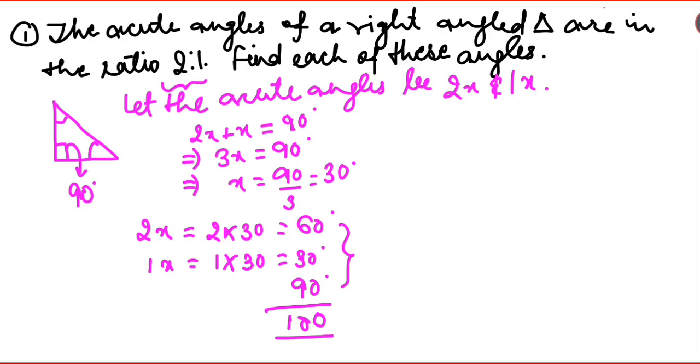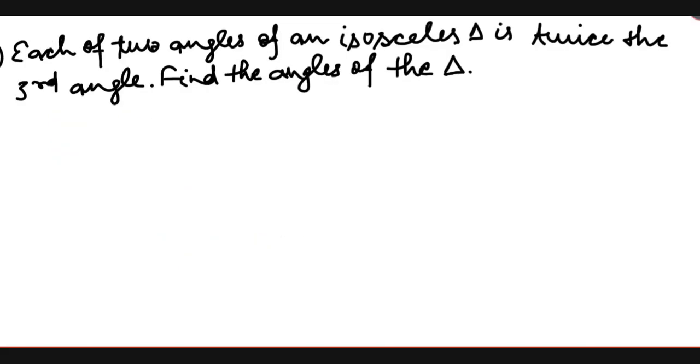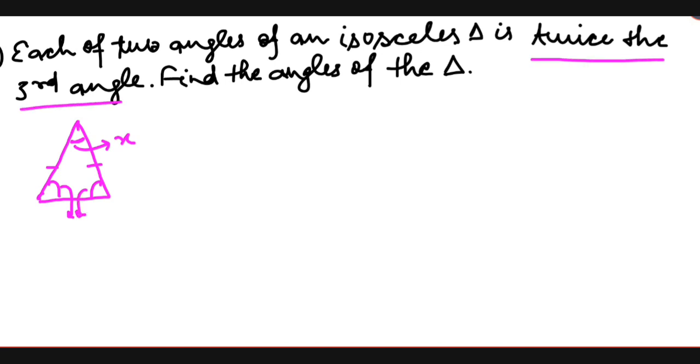Now let's move to the next question. The second question is on the screen now, students. It is saying that each of the two angles of an isosceles triangle, let us make the isosceles triangle first over here. Let us consider this is an isosceles triangle having two sides equal, and each of the two angles of an isosceles triangle is twice the third angle. Let us consider this is the third angle, which is x, and the other two angles are equal to twice the third angle, therefore it will be 2x each.